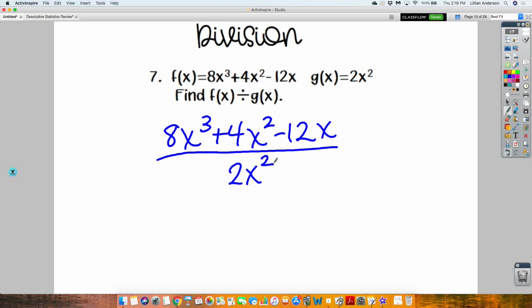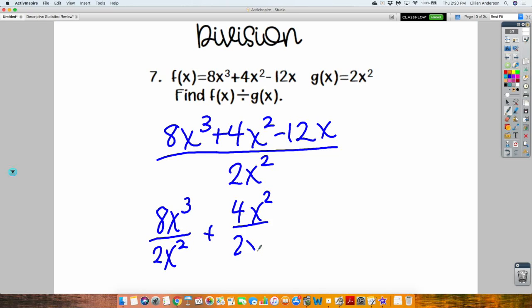Since g is a monomial, it's only one term, we can divide every single term by that 2x squared, and use that to basically simplify everything. So I could do this, this, as well as this. I can only do that because I have one term in my denominator. If it was flip-flop, I could not do it.